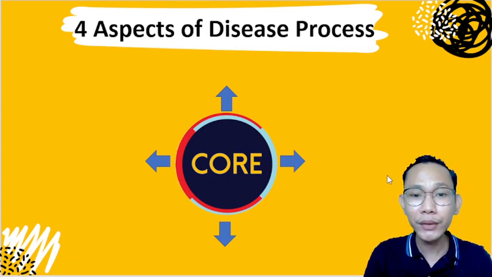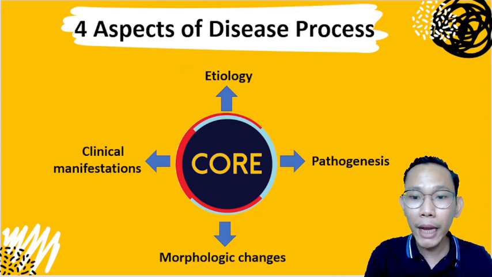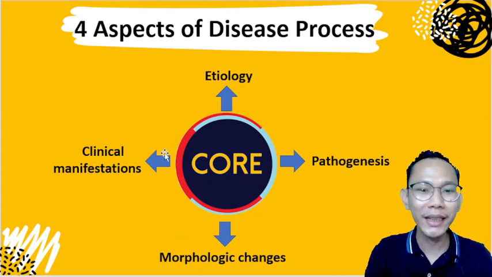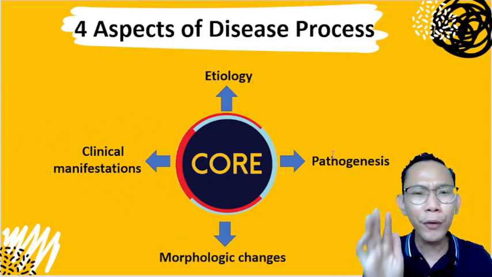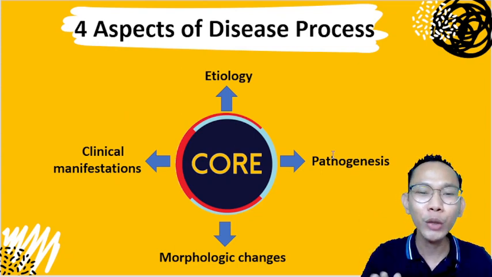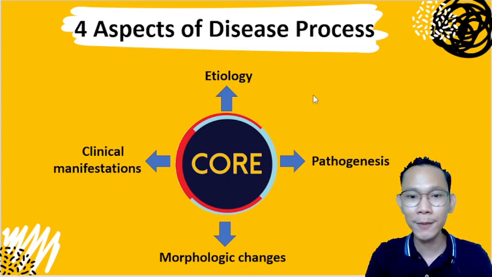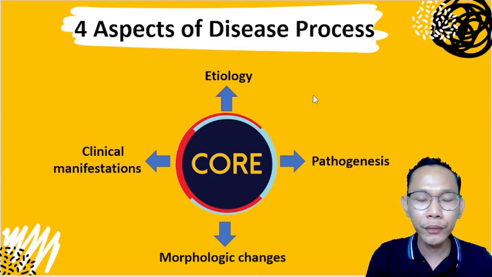Ang 4 aspects of disease process natin, meron tayong etiology, meron tayong pathogenesis, meron tayong morphologic changes, and lastly, we have your clinical manifestations. First, we will have an overview. Overview lang muna natin. Of course, later on, we will have a very nice case. We will have an example on each of these aspects of disease process. For now, we'll have an overview first.